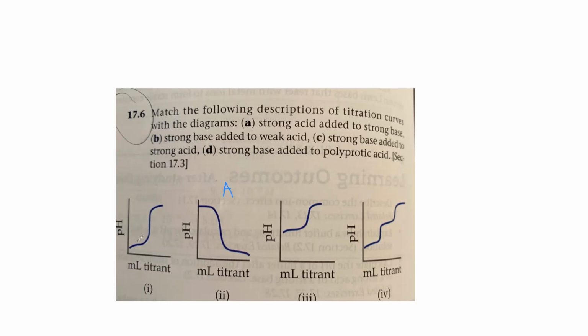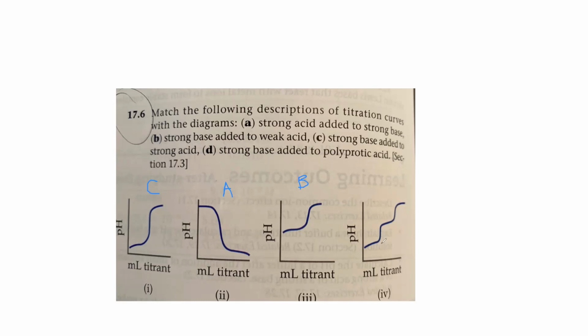With the first one, though, it's just kind of reverse. So we want to look for strong base being added to strong acid, which is going to be C. And then with the third one now, we're finishing at a higher pH, so we're still adding base. But in this case, we're starting at a higher pH as well. So we're going to have a weak acid. It's going to be B for this one, strong base added to weak acid.